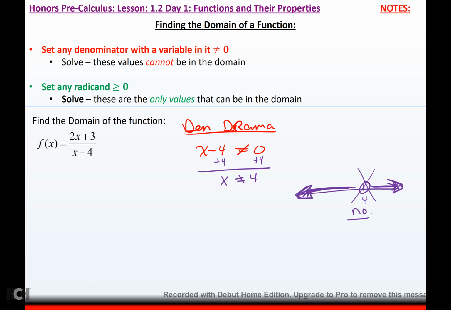So no. What we say is, if you write this in interval notation, your domain starts at negative infinity, goes to 4, can't have 4, so use a round bracket. Union, it's going to start again at 4, not including 4, and go to infinity. So that's how we tag it up. My domain would be negative infinity to 4, union 4 to infinity. Okay?